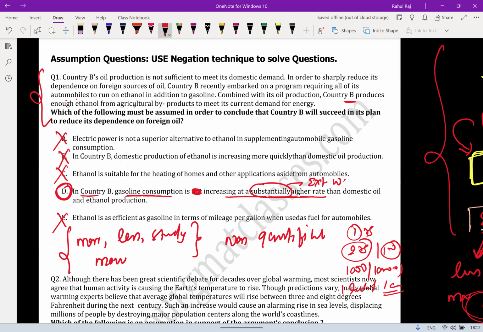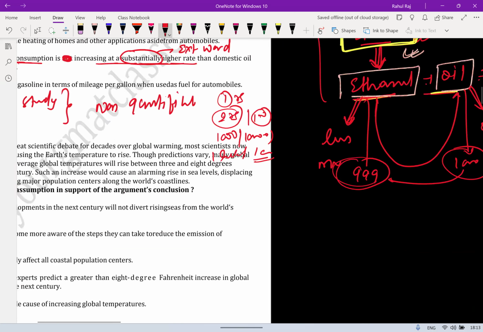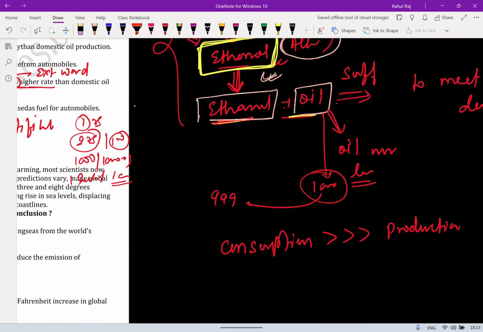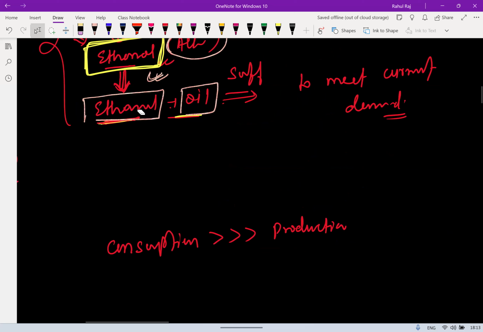It's an extreme word. So it says gasoline consumption is increasing at a substantially higher rate than domestic oil and ethanol production. What are they trying to say? Consumption is increasing at a very fast rate than production. If consumption is increasing at a very fast rate than production, do you really feel ethanol plus oil will be sufficient to meet the current demand? Tell.